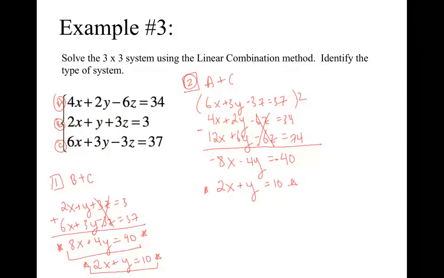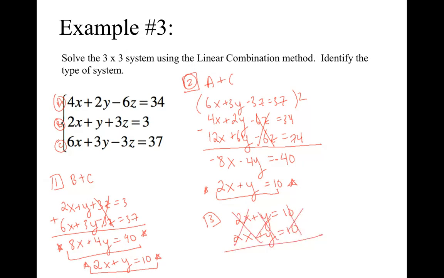So let's see. What happens here when I take these two in step 3? 2x plus y equals 10. I guess I didn't need to do that. I would see it regardless. And 2x plus y equals 10. They're the same. It all cancels. And I get 0 equals 0. So what does this mean? There is no unique solution.